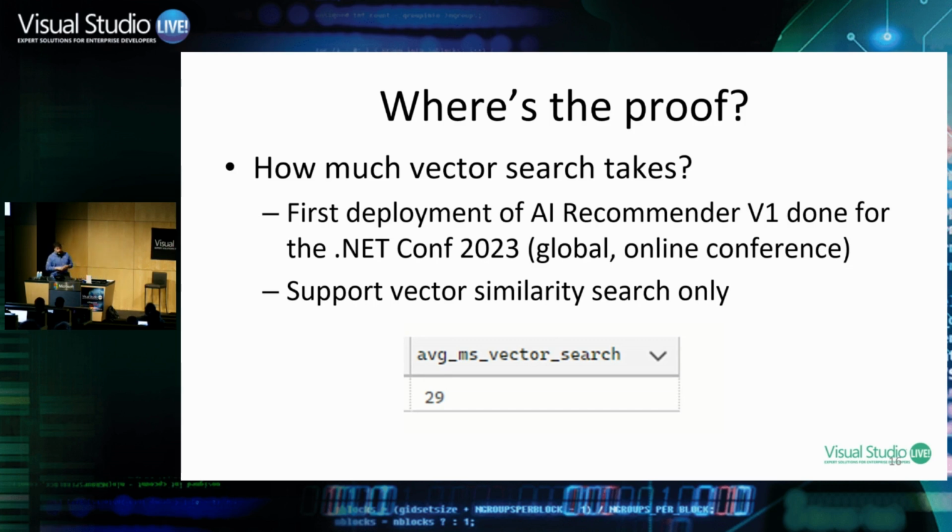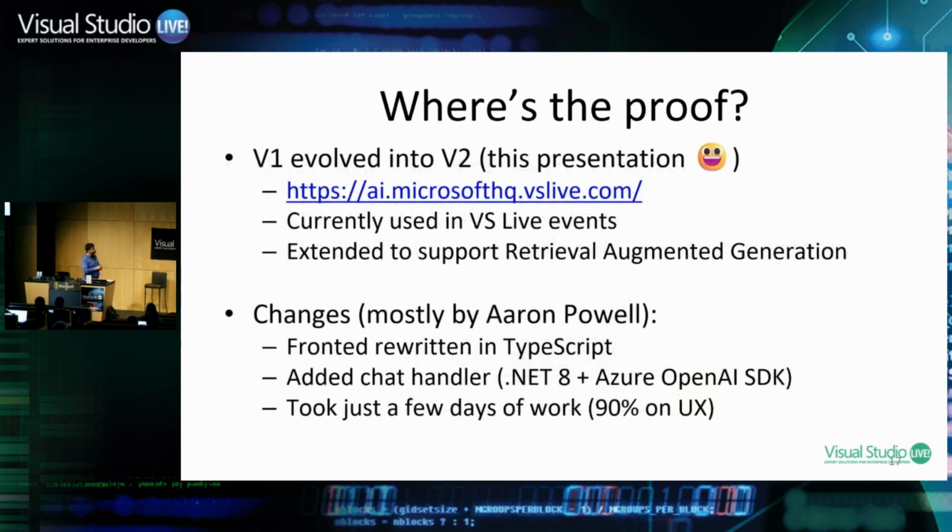And in the V1, I did some measurement. We used the first version at the .NET Conf 2003. We had several thousand people online. It was an online conference, all searching for like, give me this session or that session. And the average vector search was 29 milliseconds, so pretty fast. And it was just scaling as much as we needed.